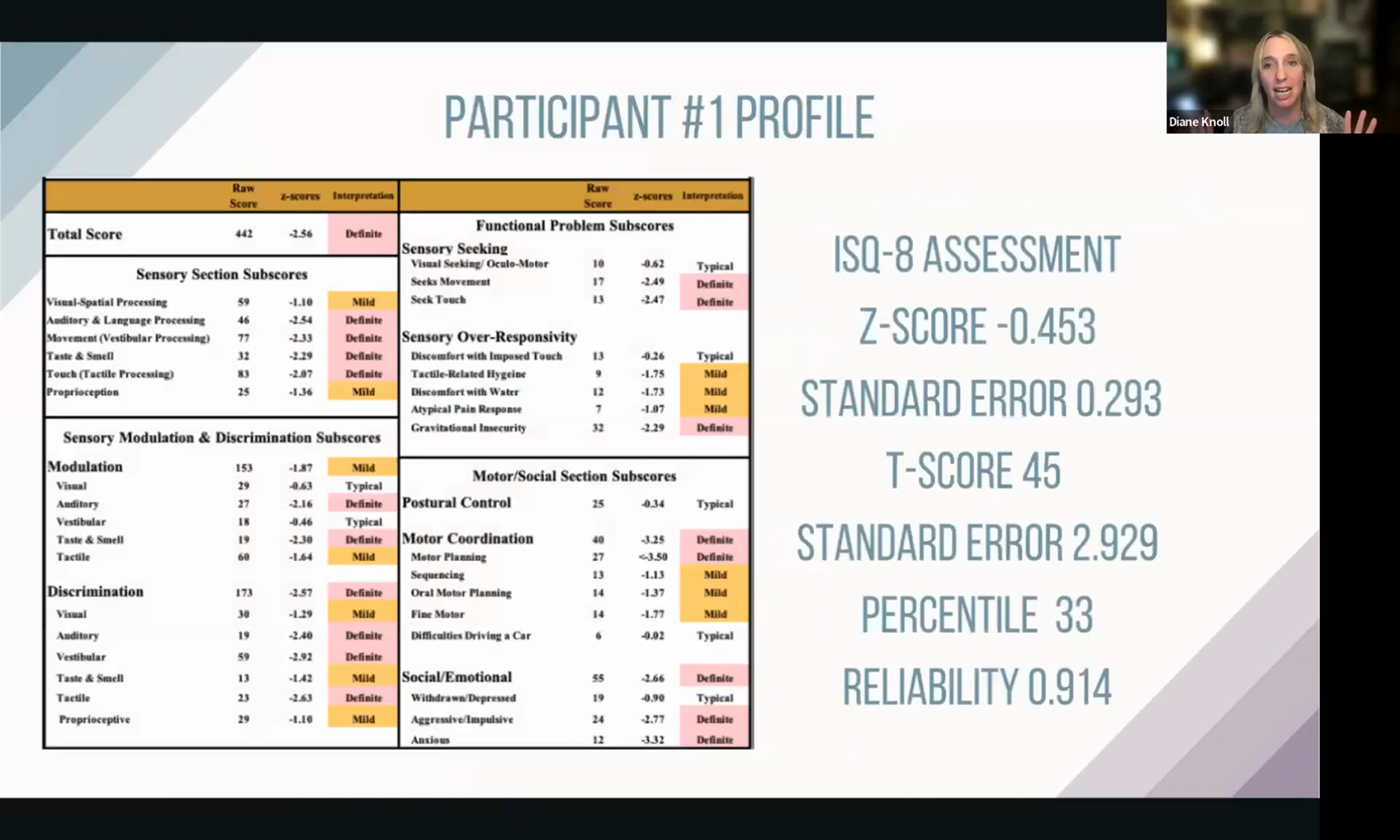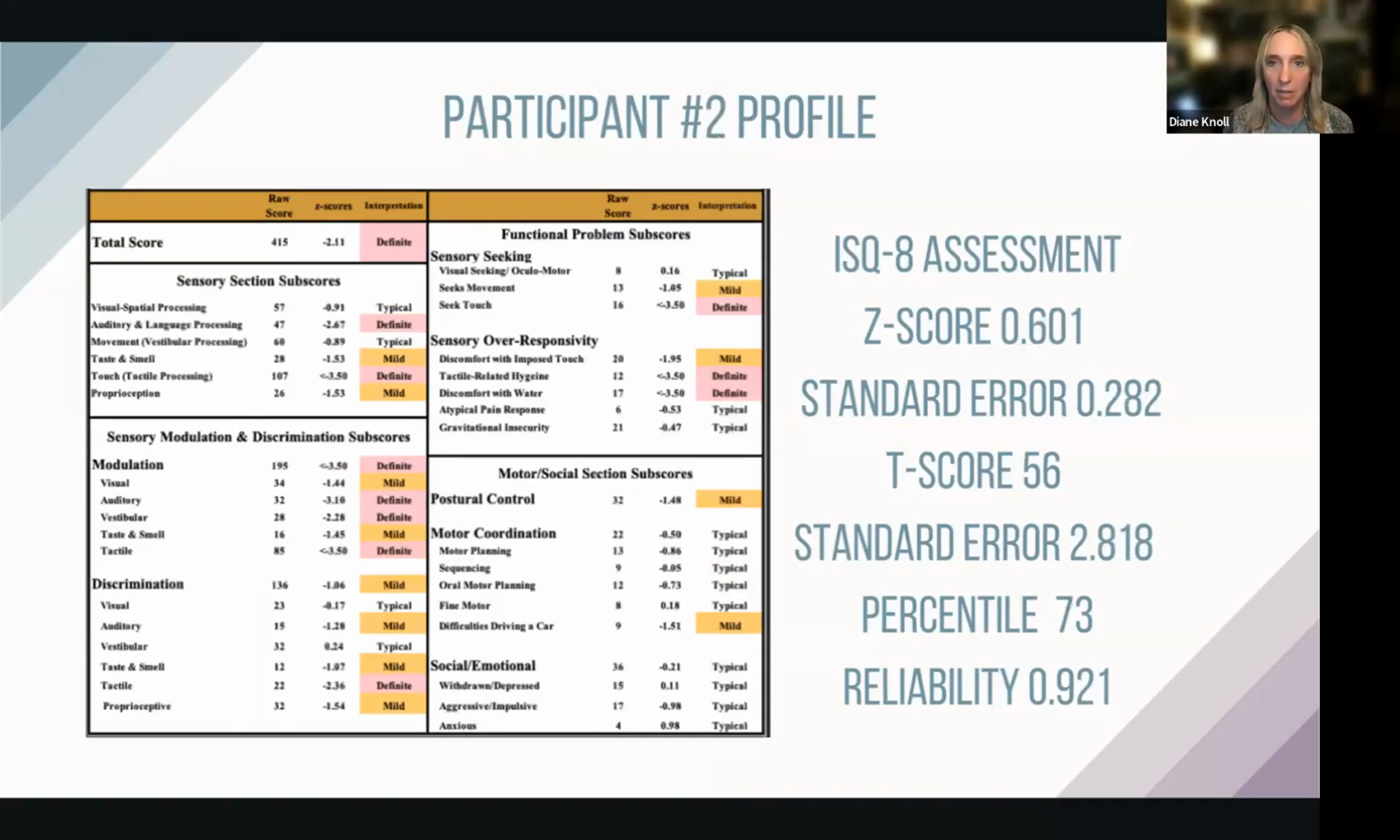And so just so you can see those baseline scores of both exteroceptive and interoceptive. This is number 1, the gentleman that did complete the activity with me. You can see he had sensory modulation and discrimination differences, as well as some motor coordination issues. He was really the most impacted as far as interoception went, in the 33rd percentile.